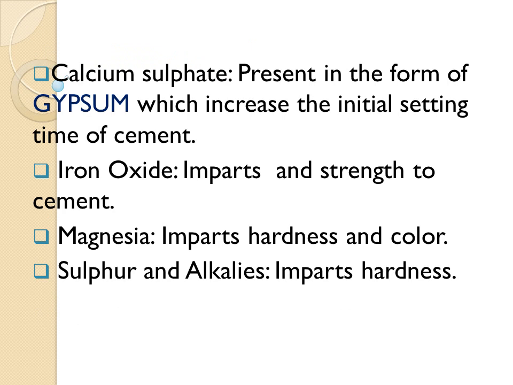We've got also calcium sulfate, which is present in the form of gypsum, which increases the initial setting time of cement. We've got also iron oxide that imparts strength to cement. We've got magnesium, it imparts hardness and also gives our OPC its color. We've got sulfur and alkalis, which impart.